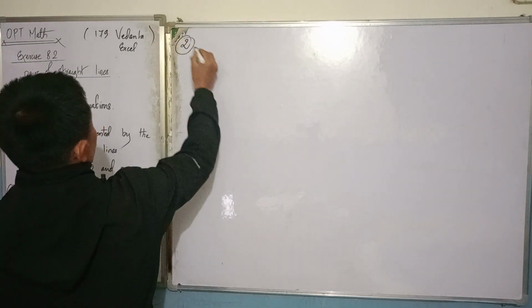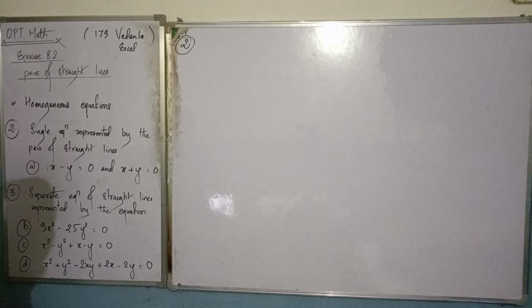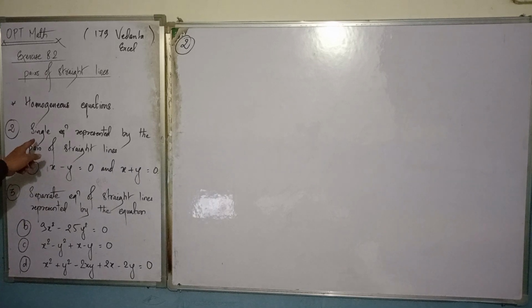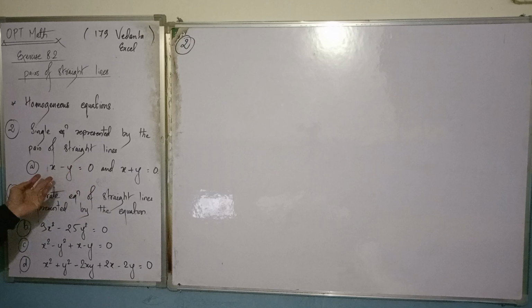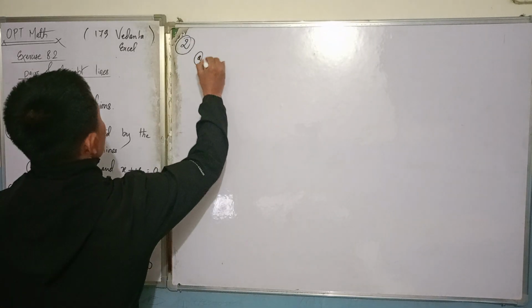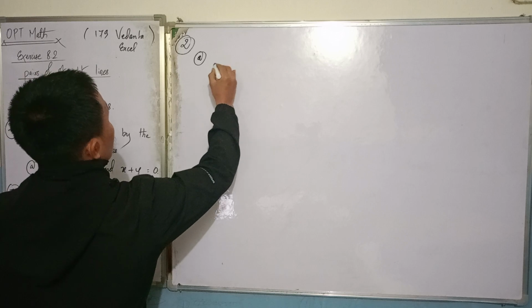This one is a very easy, trivial question, so we'll start from the basics. Number 2: you have to find the single equation represented by the pair of straight lines. Here is given a pair of straight lines, number 2a. You will be given two straight lines here.